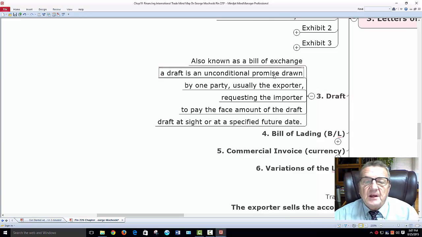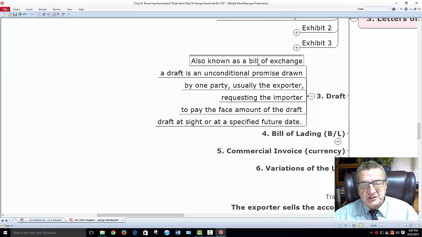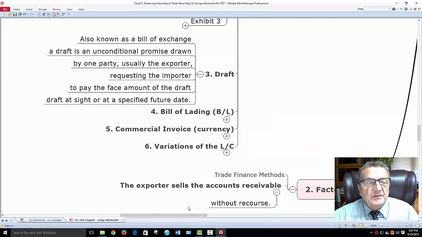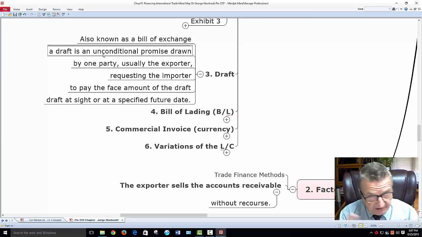Okay, what's the draft? If I look at draft, also known as a bill of exchange. Let me move this over a little bit here. A bill of exchange is an unconditional promise drawn by one party, usually the exporter, requesting the importer to pay the face amount of the draft on a check at the site of a specific future date.